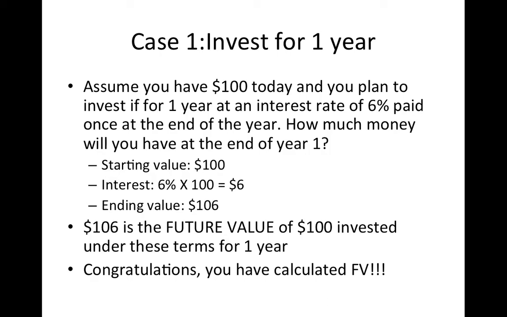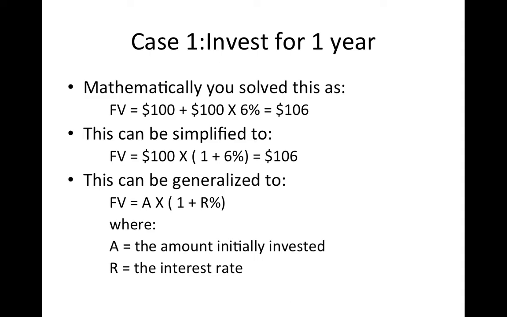Take a deep breath. You've now done future value. That's all it is. There's nothing complicated about this. There are some more complex cases, but in essence, they all are just examples of this. So, how can you go about mathematically doing what we just described? Well, let's see. We've got future value. It's equal to the $100, and then $100 times 6%. That's the $6. And you add those together and you get $106.